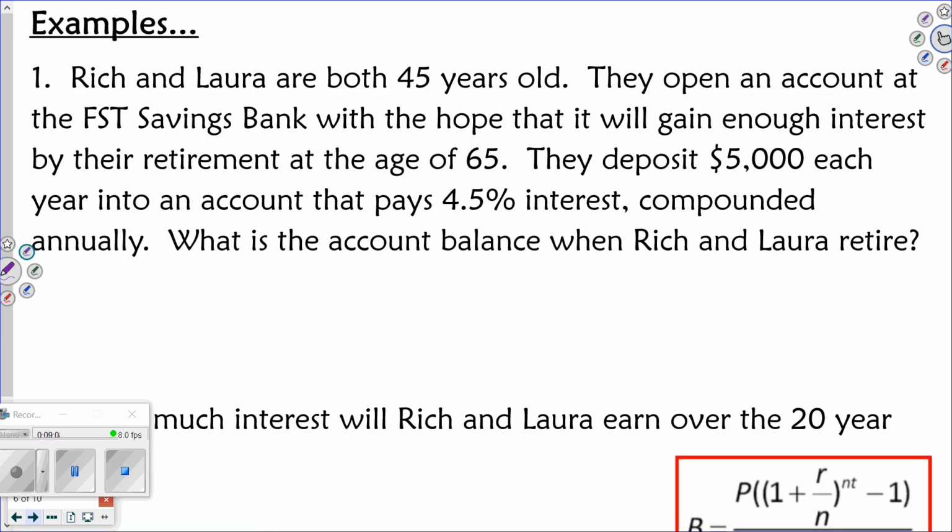All right, let's try some of this, see how it goes. All right, Rich and Laura are both 45 years old. They open an account at the FST Savings Bank.